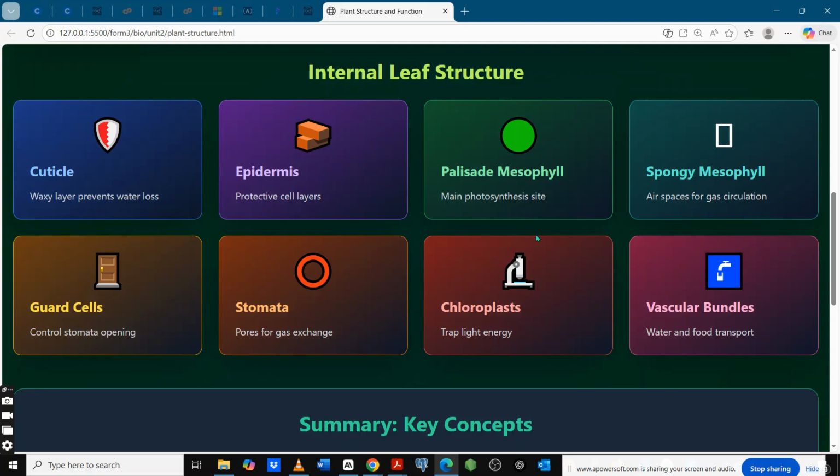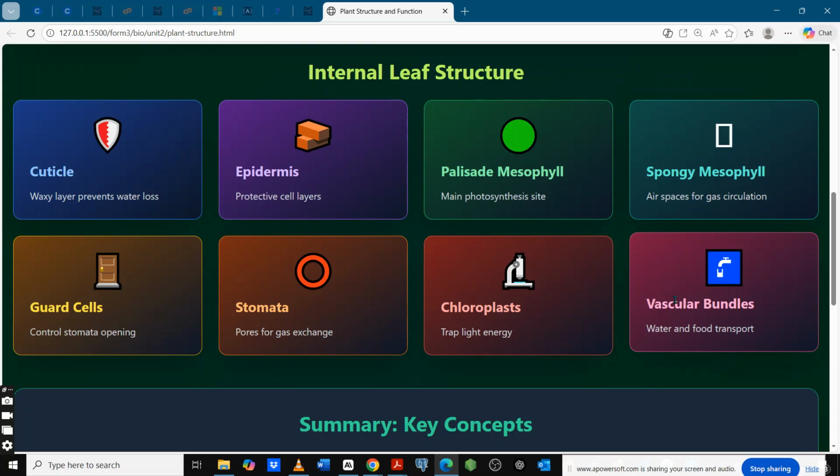And we have palisade mesophyll. This is the main site for photosynthesis. Then we have spongy mesophyll. It is filled with air because it has air spaces, so it's there for gas circulation and exchange. Guard cells control stomata opening. And the stomata have pores for gas exchange. And then we have chloroplasts. They are there to trap sunlight energy. And then vascular bundles, they transport water and food.